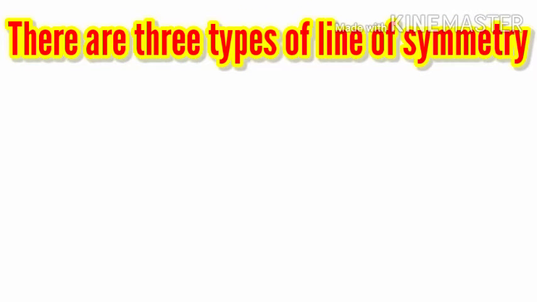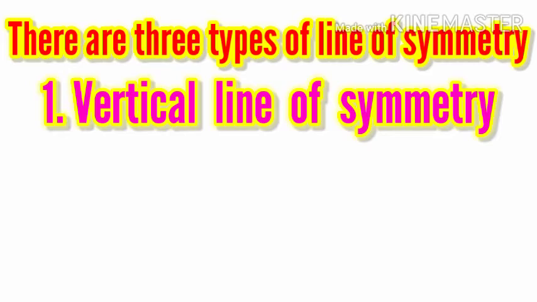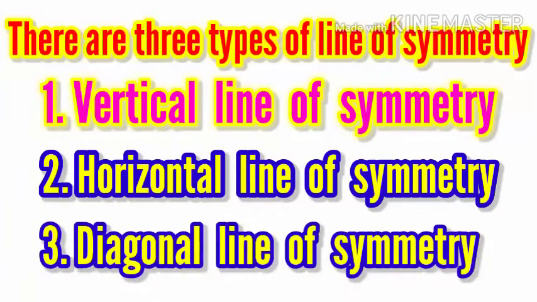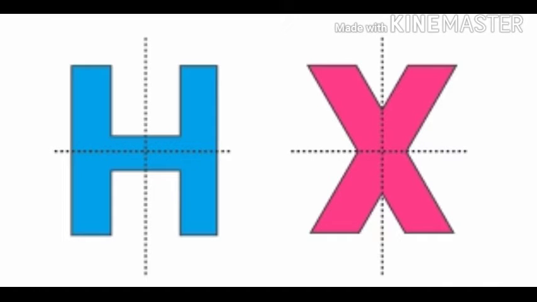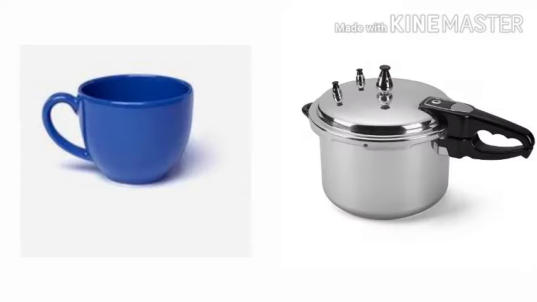There are three types of line of symmetry. First is vertical line of symmetry, second is horizontal line of symmetry, third is diagonal line of symmetry. Some pictures have one line of symmetry. Some have two lines of symmetry, and some have more lines of symmetry. There are some pictures which have no line of symmetry.